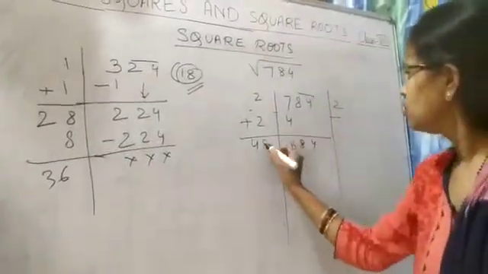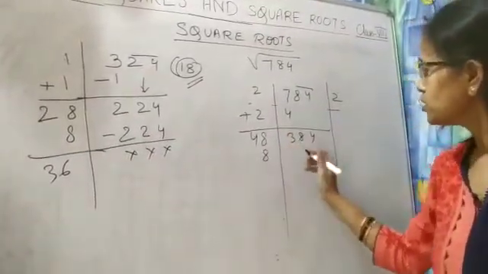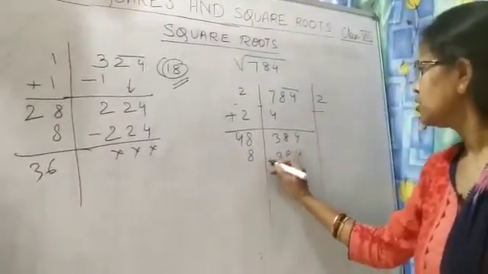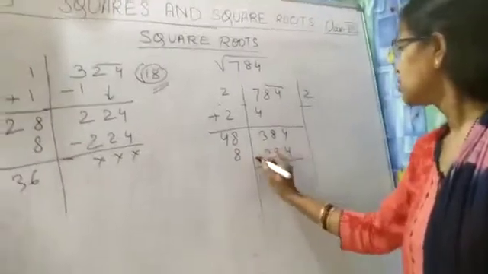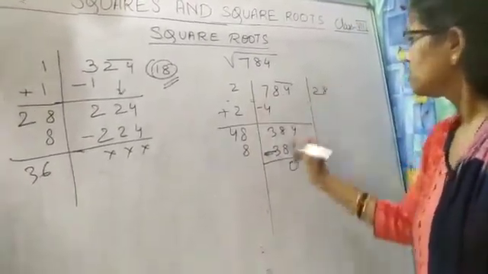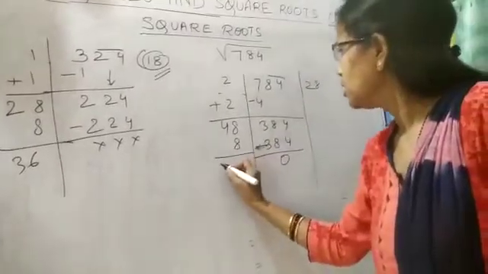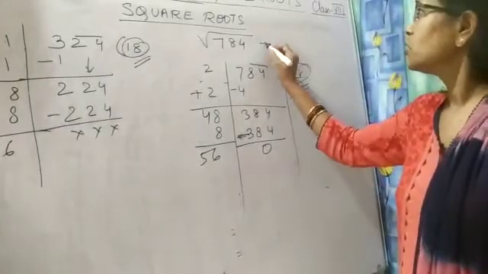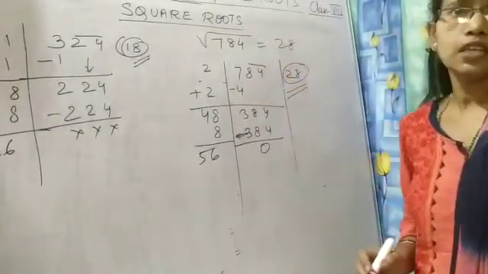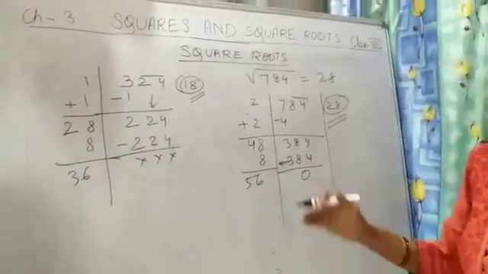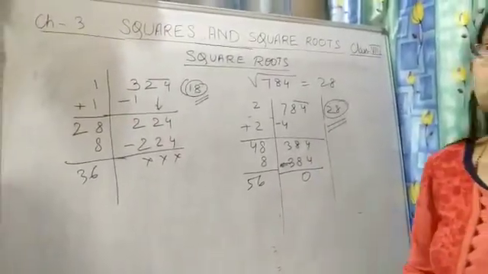Now try it with 8, because 8 8s are 64. 6 is in hand. 8 4s are 32, and add it. So here you will get 28. So this 28 is the square root of 784. In this way you can do exercises 3D and 3E. And thank you.